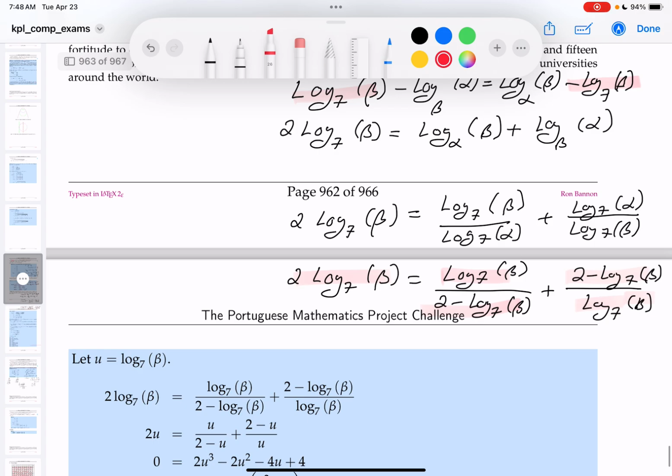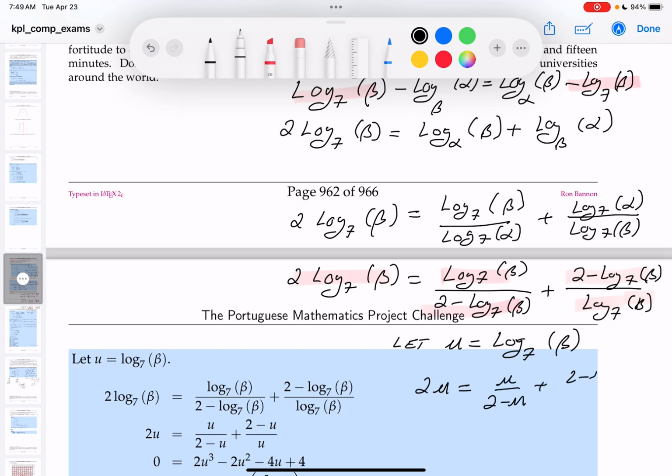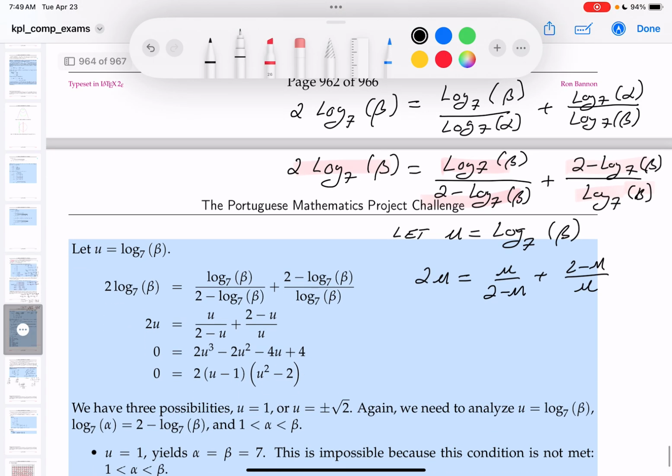So what I'm going to do now is make a substitution. I'm going to let u equal log base 7 of beta. And this becomes a little bit easier for me to write down and also figure out, right? So what do you get over here? You get u, 2 minus u, plus 2 minus u over u, all right? And then I got to clear the fraction, don't I?